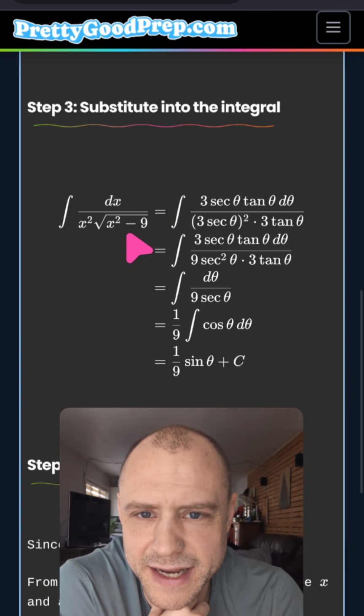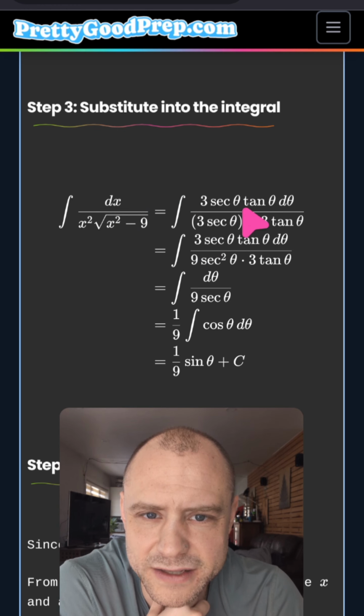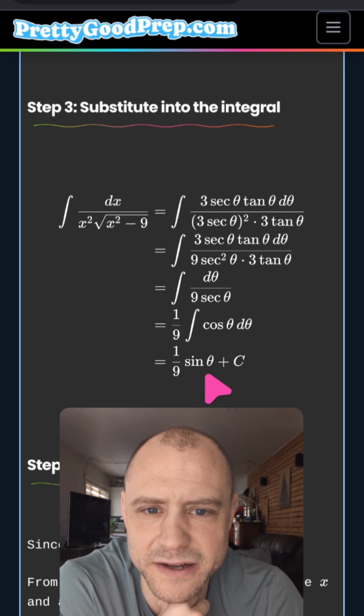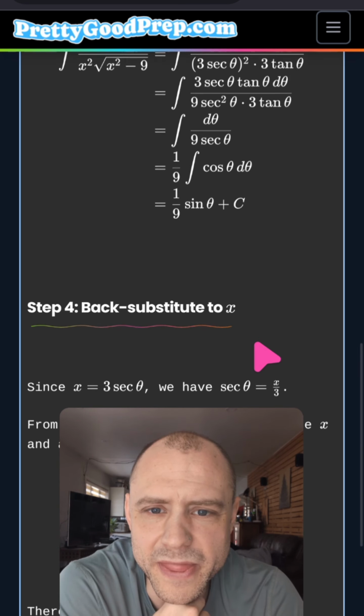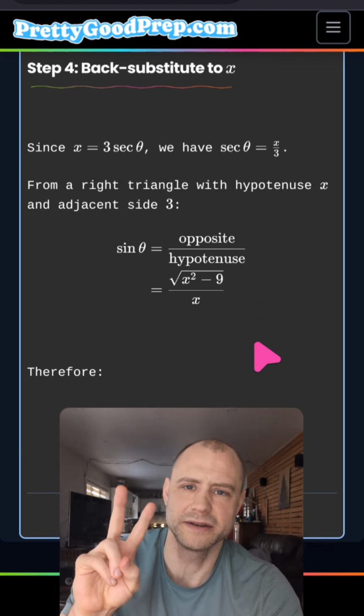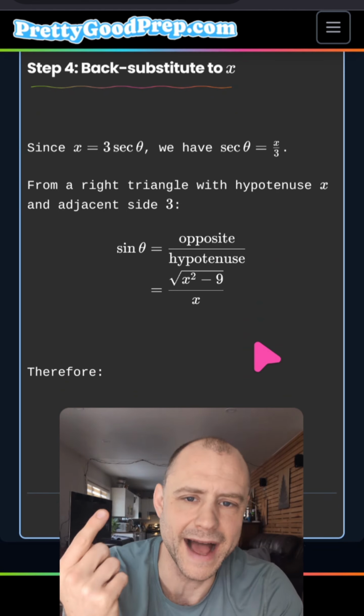So when we sub that in, here we're going from x's all to thetas. And look at that, it simplifies down very easily. You're able to do the integral very easily. And now is that second part that I was talking about, which is subbing back in terms of x.